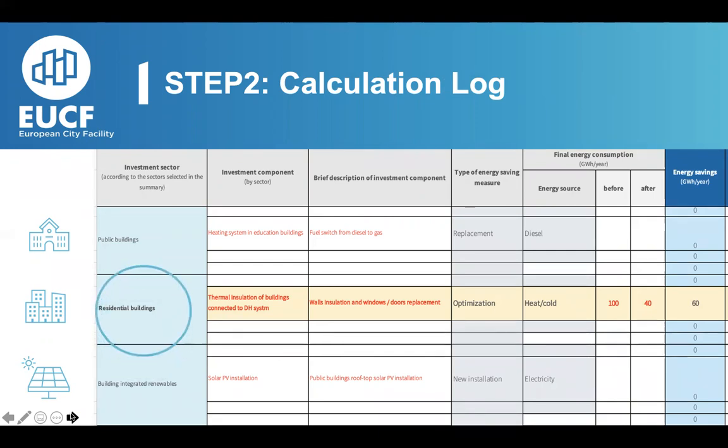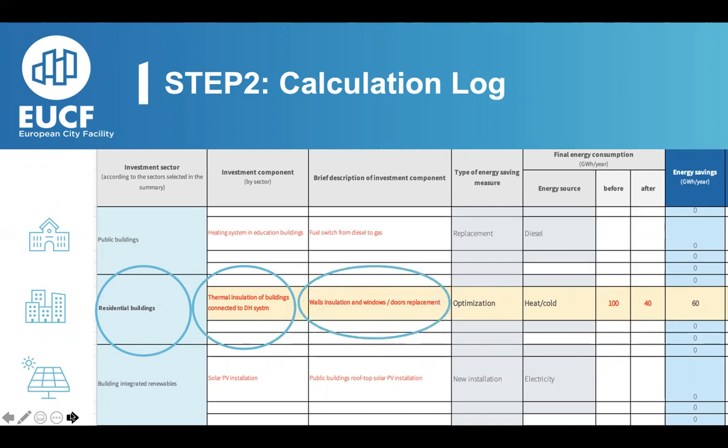On this slide, you can see some examples in red. Let's take a look at the residential buildings as the investment sector, and in this example, we are planning a thermal insulation of buildings. We add the measures and activities into the next column to describe the investment component.